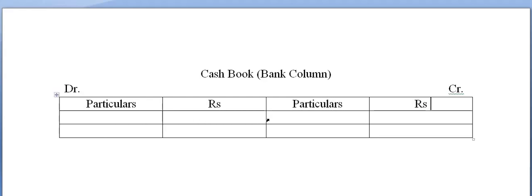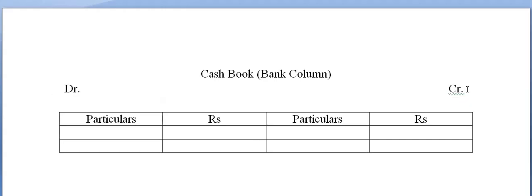Okay, so this debit side is actually your receipt side. Receipt. It's not a receipt, the P will be silent. You should remember that. Receipt side, and this is your payment side. That is your credit.